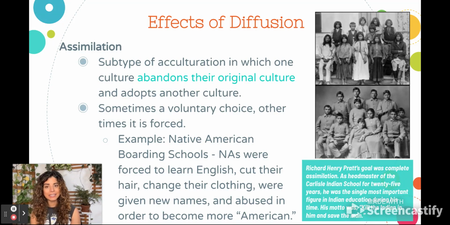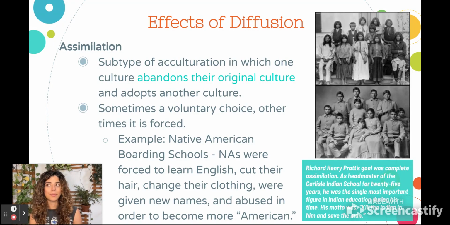So one big example from the US are Native American boarding schools. So Native Americans were forced to learn English. They were forced to cut their hair. They were forced to change their clothing. They were forced to take new names, and were abused ultimately in order to become more American.